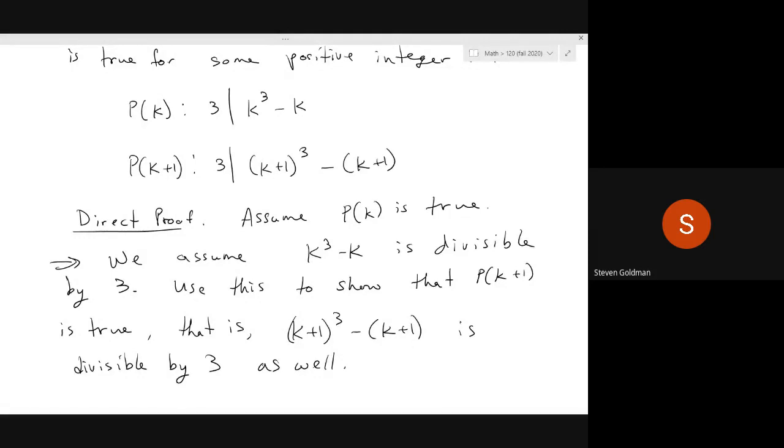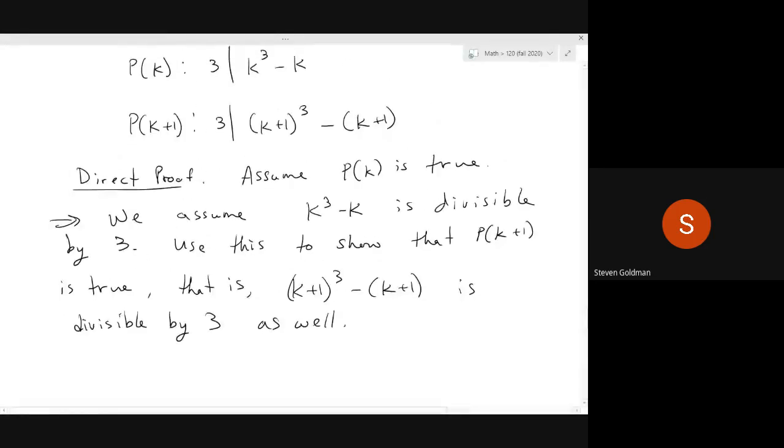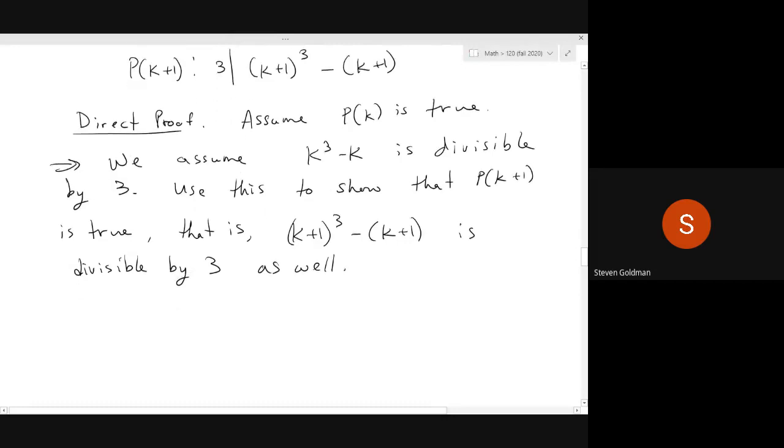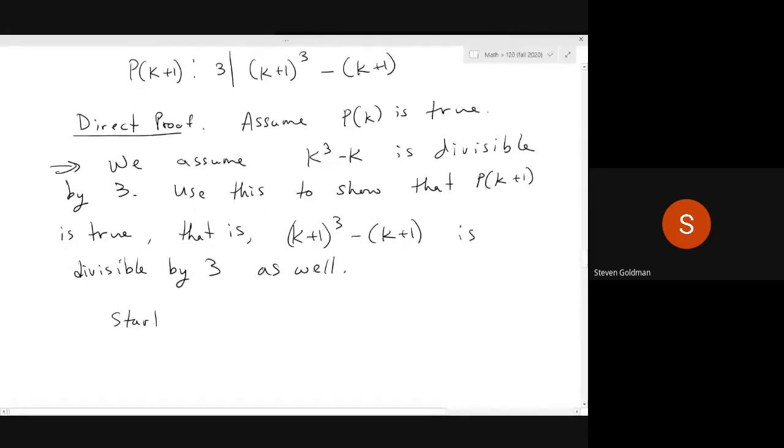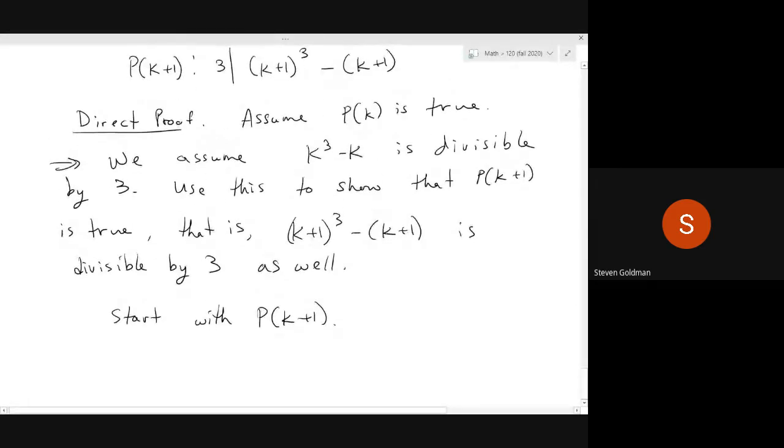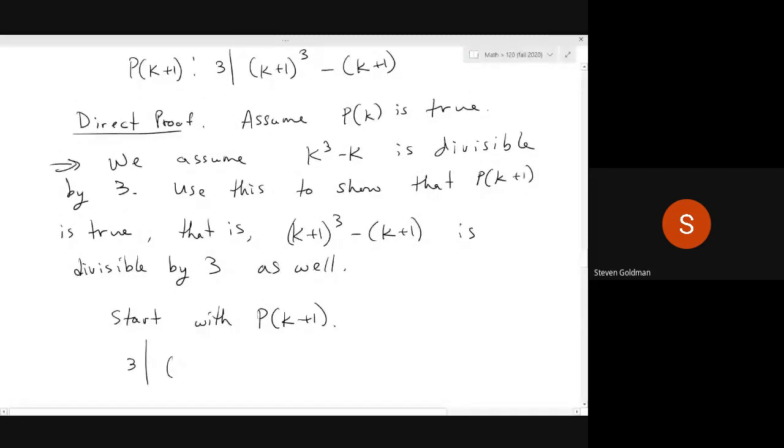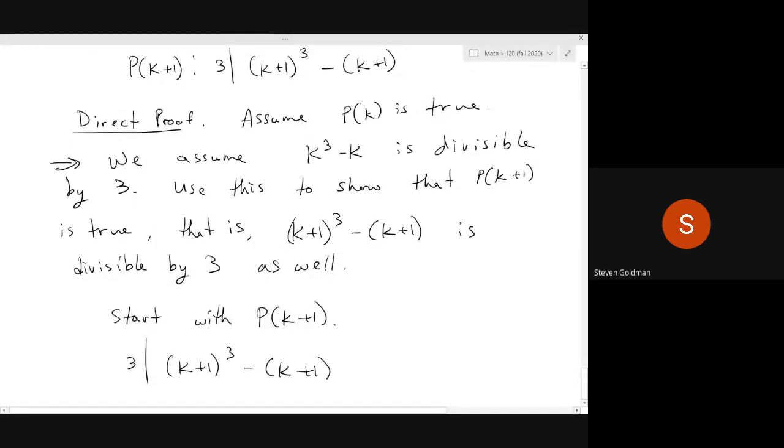So for this divisibility problem, I'm going to work backwards a little bit. As opposed to starting with P of k and getting P of k plus 1, I'm going to go straight to P of k plus 1, and then when P of k becomes needed, I will use it. So let's start with P of k plus 1. That says that 3 divides k plus 1 cubed minus k plus 1. I want to show that this is true. We don't know it's true. We want to show that it's true when P of k is true.